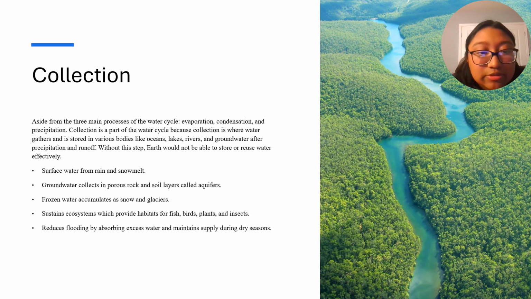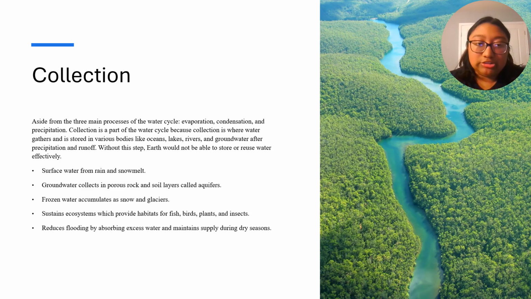Collection. Aside from the three main processes of the water cycle, evaporation, condensation, and precipitation, collection is a part of the water cycle because collection is where water is gathered and stored in various bodies like oceans, lakes, rivers, and groundwater after precipitation and runoff. Without this step, Earth would not be able to store or reuse water effectively.